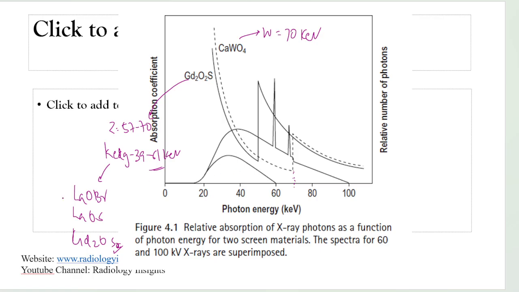The phosphors incorporate some impurities or activators. These impurities or activators form the energy trap. The combination of the phosphor with the activators will produce the light spectrum that is specific to that material. The sensitivity of the film should match the spectrum of emitted light. Here for calcium tungstate, the K edge is around 70 kilo electron volts, so at 70 you will see the absorption coefficient increase maximally at the K edge.